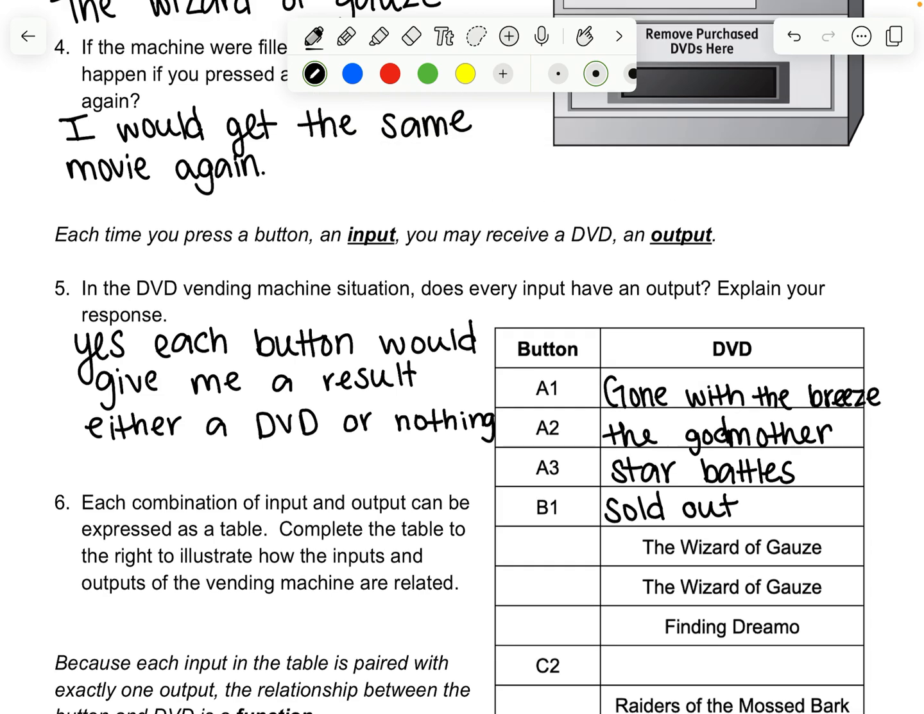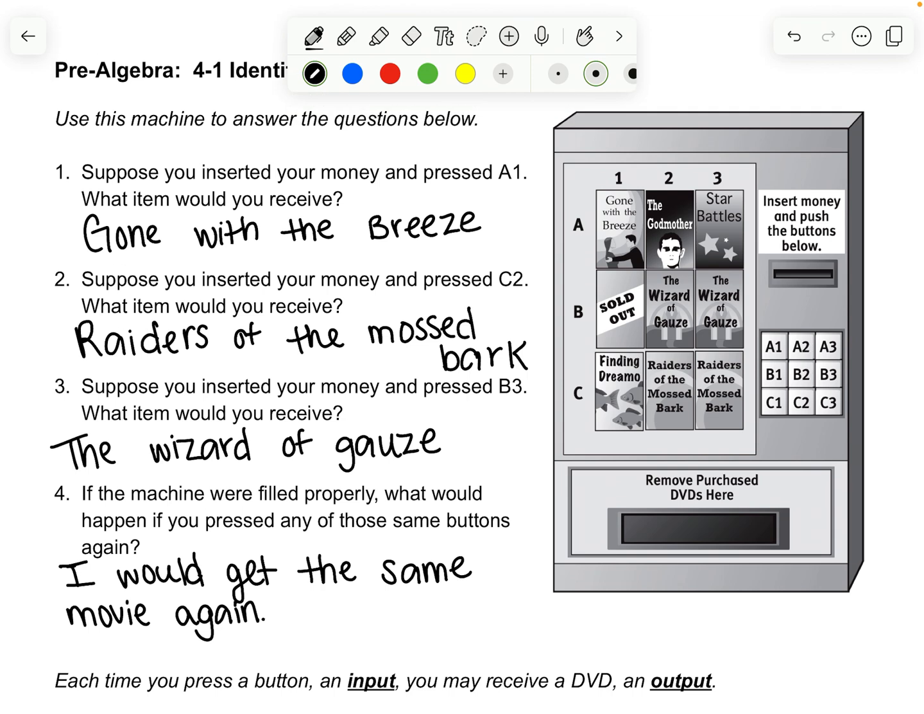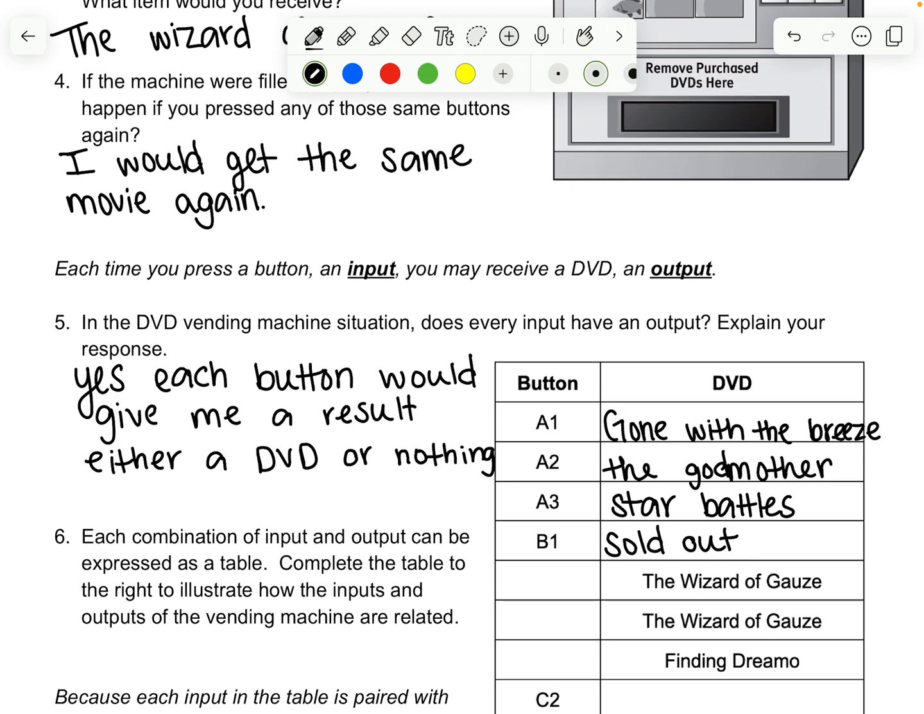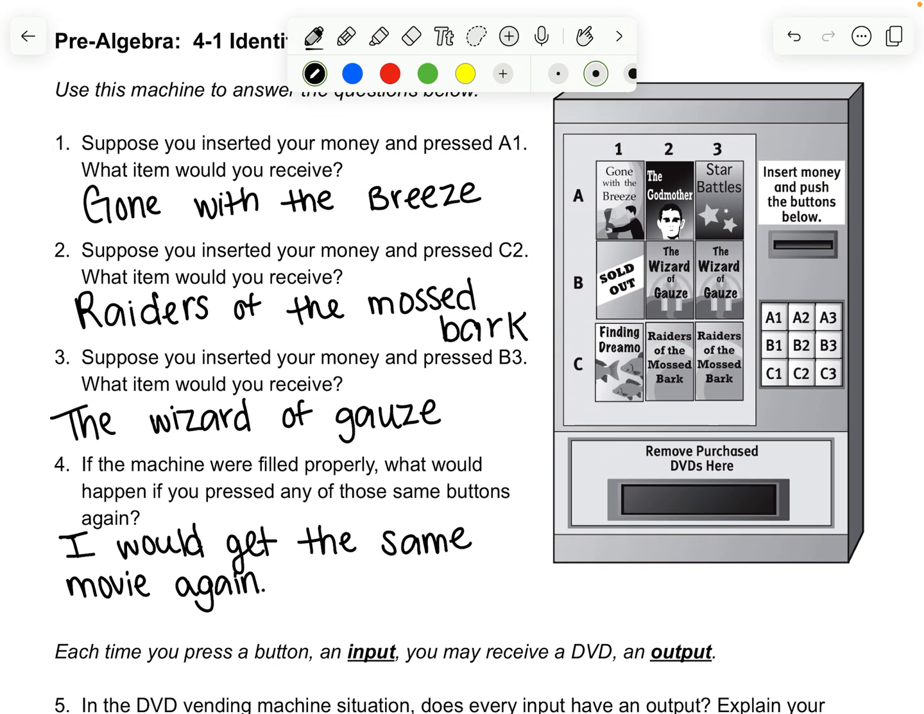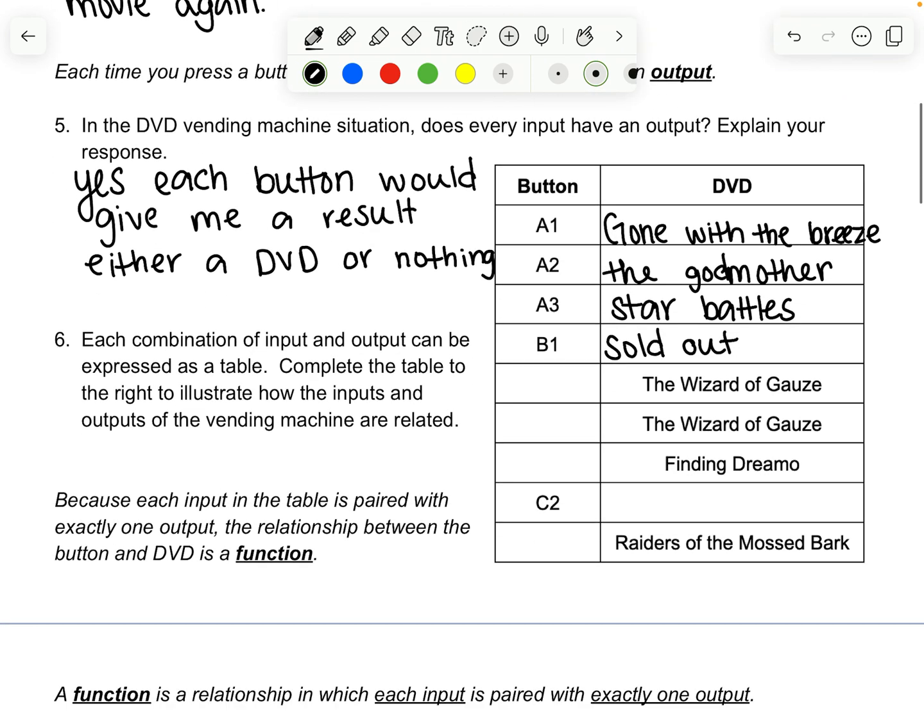For the Wizard of Oz, it looks like it's available in 2 different buttons. I could push B2 or B3. And then if I want to do Finding Dreamo, it looks like I would need to do button C1. So I'm going to go ahead and fill in the rest of those buttons. So B2 would be the Wizard of Oz. B3 would also, not BC, B3 would also give me the Wizard of Oz. And then C1 would give me Finding Dreamo.